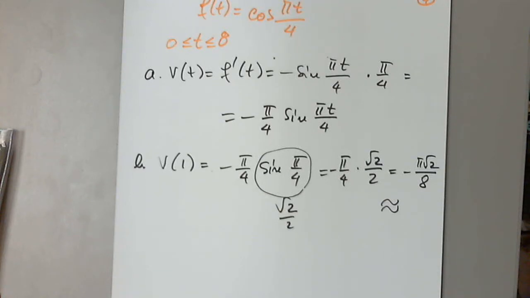Make sure that your mode is in radian. Careful, radian mode. Okay, and now whenever you plug something in sine, because it's pi over 4, in case you forgot, it's the square root of 2 over 2. So this is negative pi, the square root of 2, and everything divided by 8.